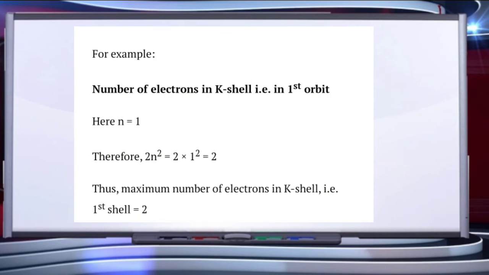To make it more clear to you children, let's discuss an example. Suppose we have to calculate the number of electrons in the K shell, that is the first orbit. Here the first shell means n is 1. So in the formula 2n square, when we put in the values, the answer will be 2. So this means the K shell can accommodate a maximum of 2 electrons.